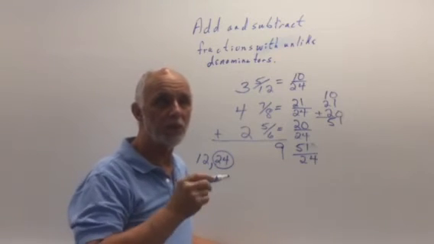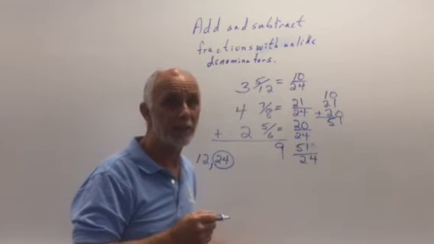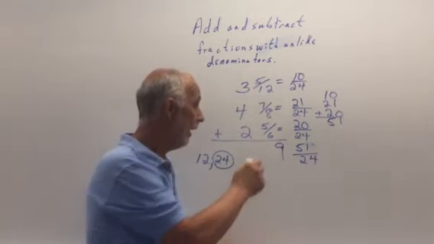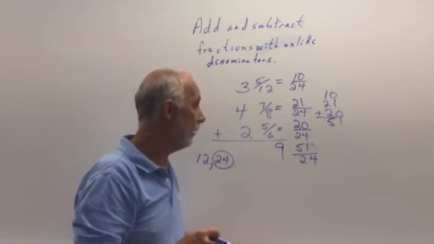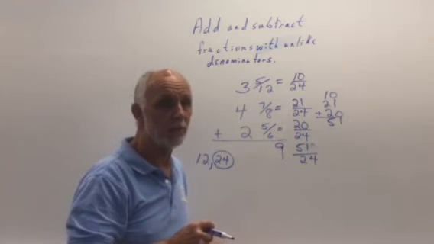Some people add the whole numbers first so they don't forget about them. I'm not sure that's not that bad an idea. At least it'll make sure you have it. Anyway, 9 and 51 24ths is improper. How do I make it proper?